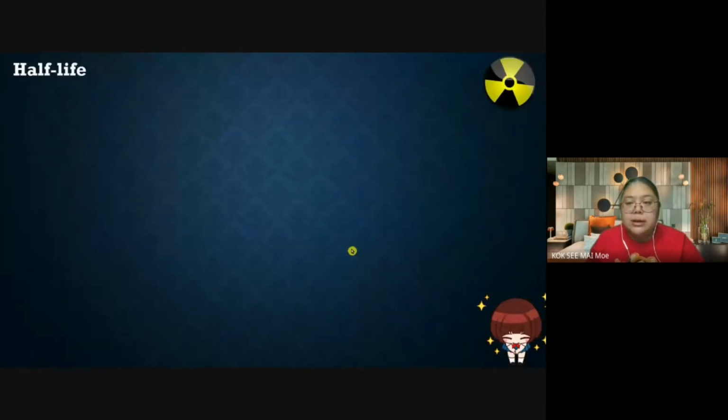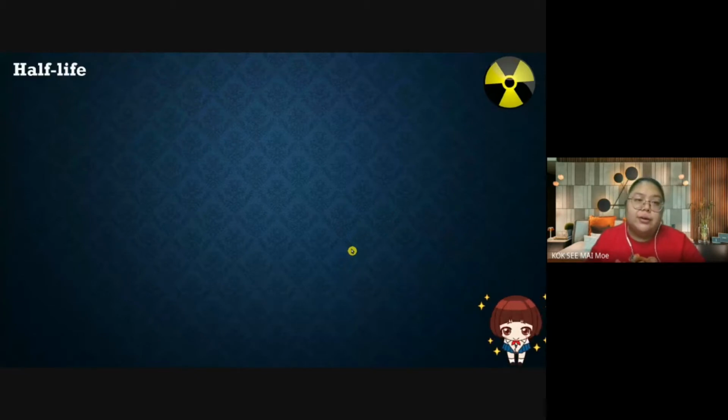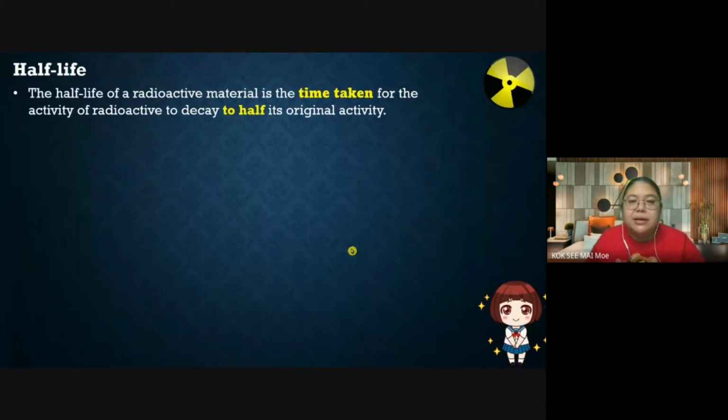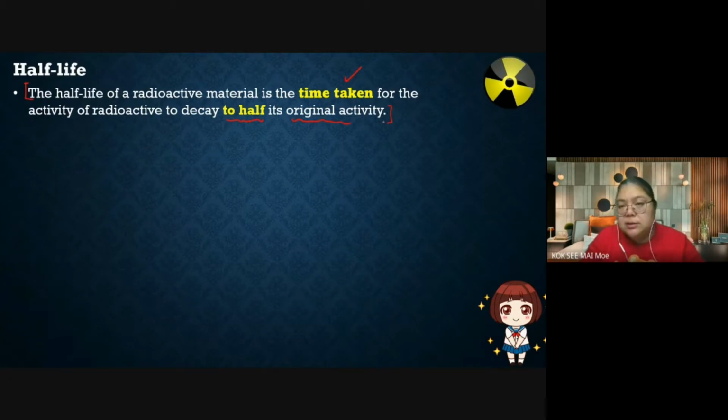Okay, now after that we go and see what is meant by half-life. Half-life means the time taken for the radioactive activity to decay to become half of its original activity. So this one is a definition. Every time you are asked what half-life means, remember, half-life is the time taken for the original amount to become half.